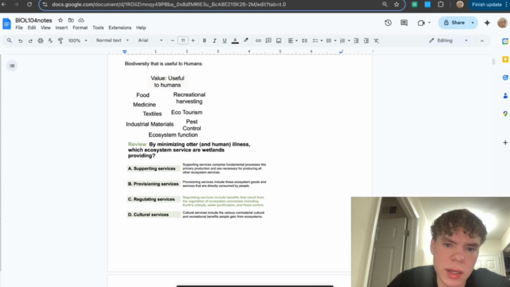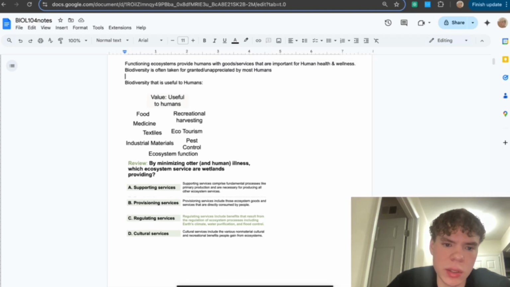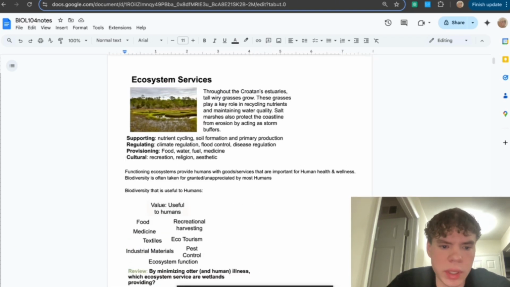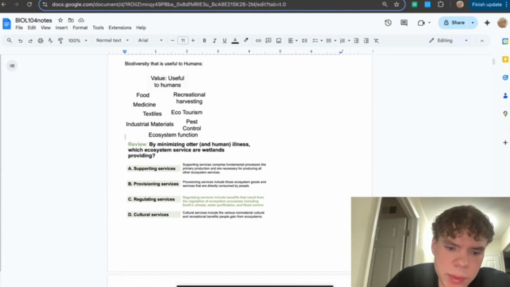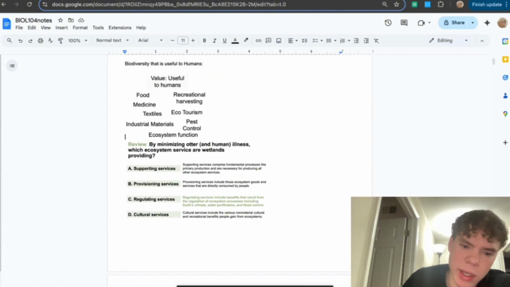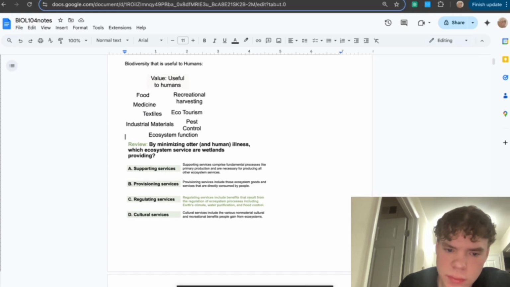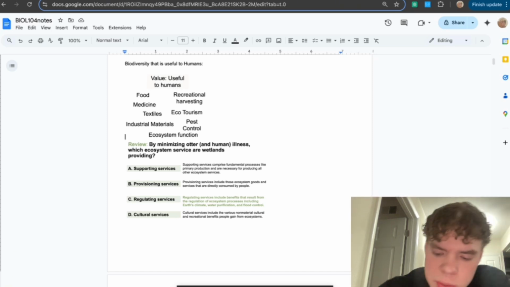So we just said that disease transmission, or sickness, would be provisioning, because, no, not provisioning, regulating, because disease regulation. Provisioning would be medicine. So you see down here, the correct answer would be regulating services, because it's regulating that environment, making sure it's staying where it is. And the explanation is regulating services include benefits that result from the regulation of ecosystem processes, including Earth's climate, water purification, and flood control. That's a good explanation.